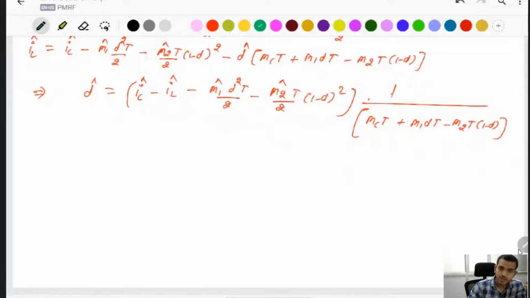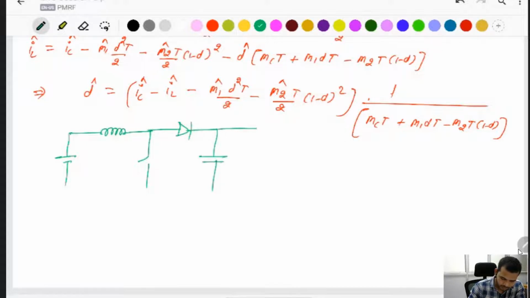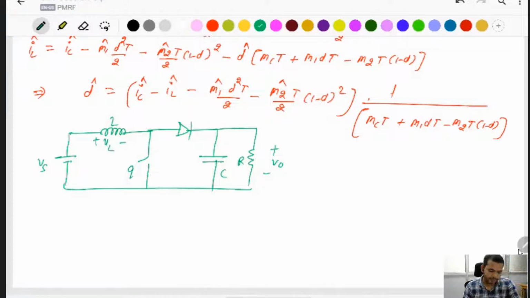Next thing, M1 and M2 are given in the question for the boost converter. I draw the boost converter circuit like this. When the switch is on, in the first condition, the inductor current flows like this: L dIL by dt is equal to Vs. This means the slope dIL by dt is Vs by L.